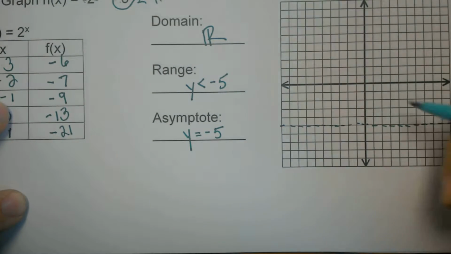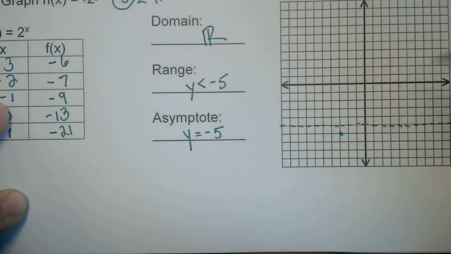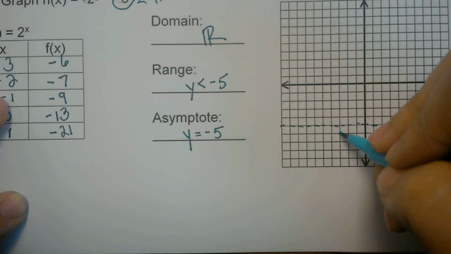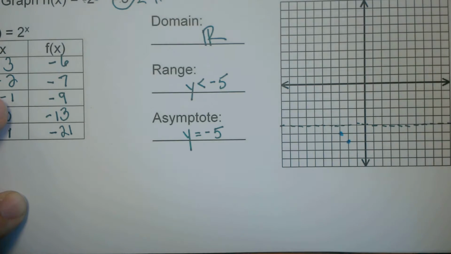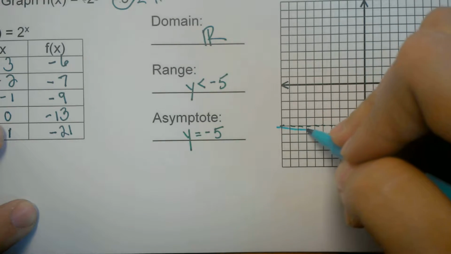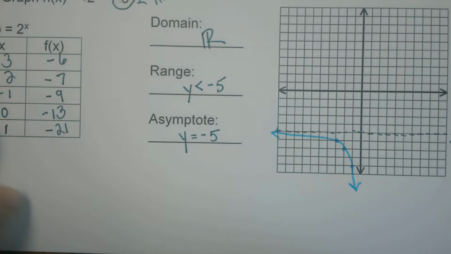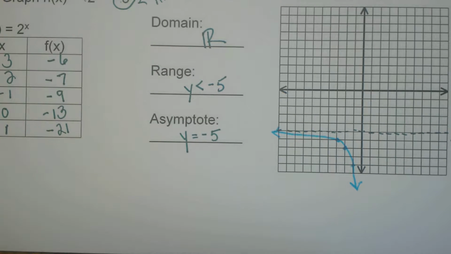So -3 is at -6, -2 is at -7, -1 is down here at -9. So we can't really see much of that graph since the asymptote was so low.